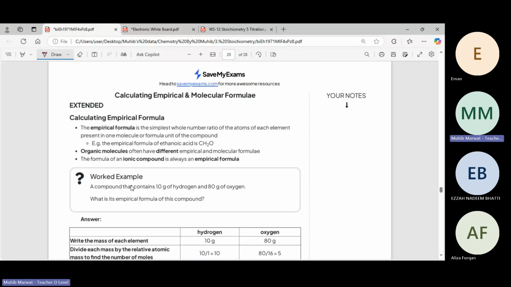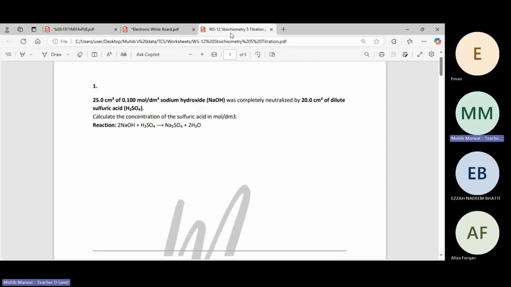Both are necessary. Now, I will be sending you worksheet number 12. You'll have to solve it. Okay. Right. Remember, you'll have to convert cm cube into dm cube.